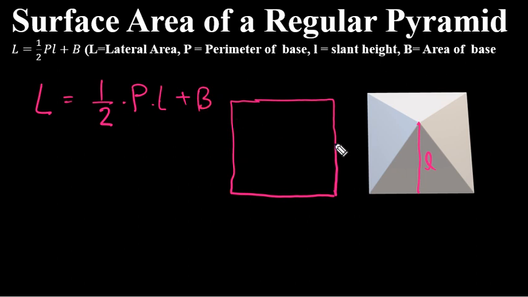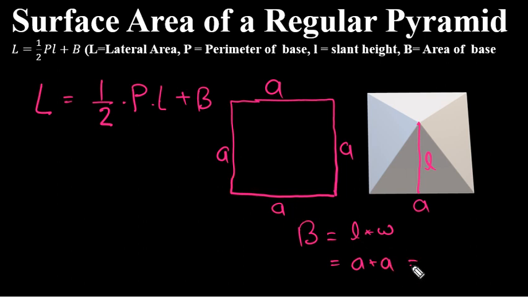If the base is a square, then the area of a square is how much? Length multiplied by width, or side by side. And for a square, length and width are both the same. If I give you A as a side, then area will be A times A, because length is A and width is A, and this gives you A squared. The perimeter will be 4 times A, because the sum of all the sides, A plus A plus A plus A, is 4 times A.